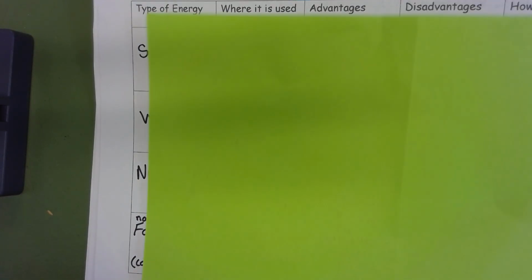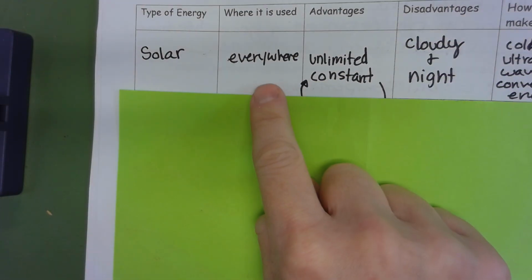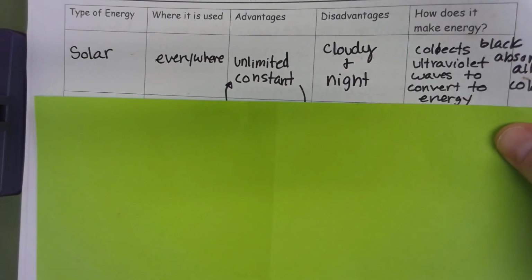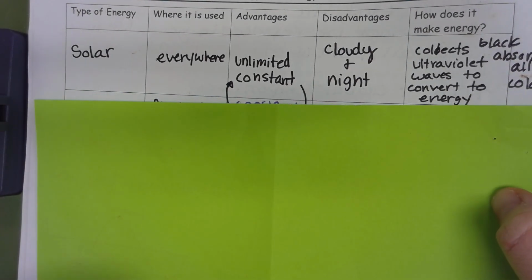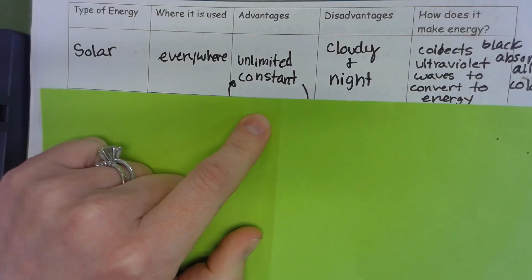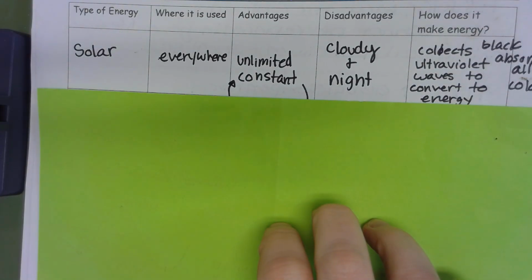All right, for solar. Where is it used? It can be used almost anywhere. An advantage is that sunlight is unlimited. The sun comes up every day, I hope. Which means we have a constant access to free power, baby.